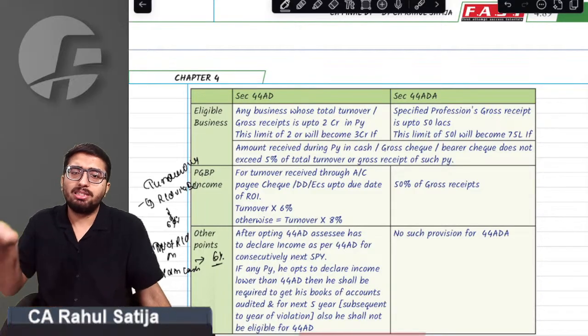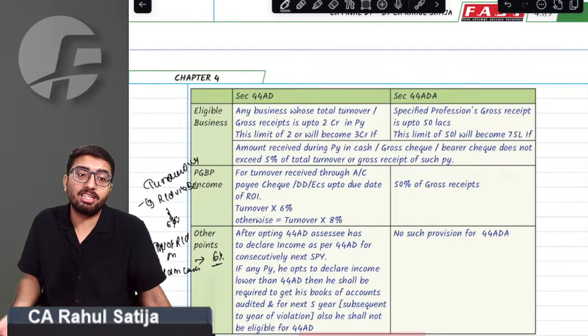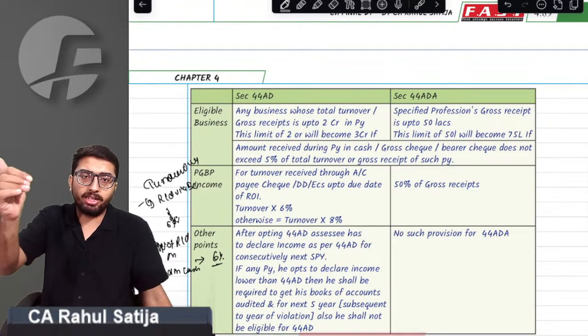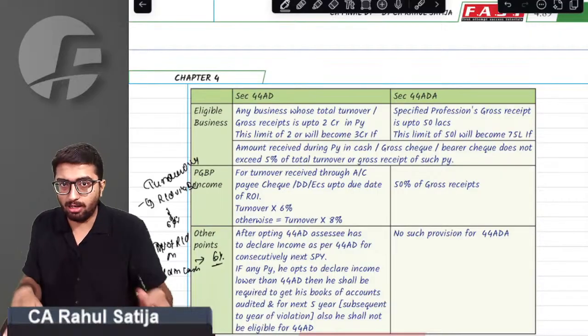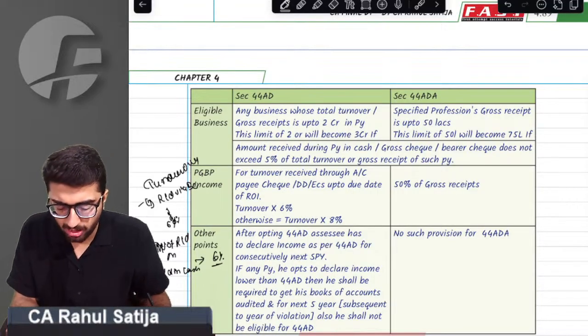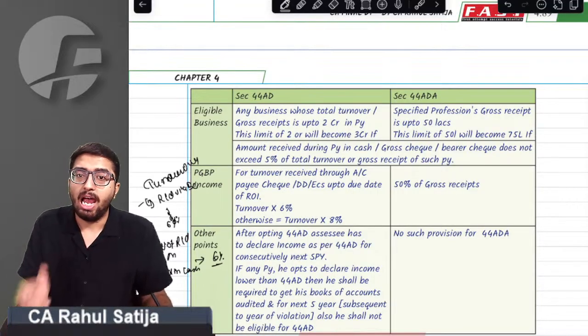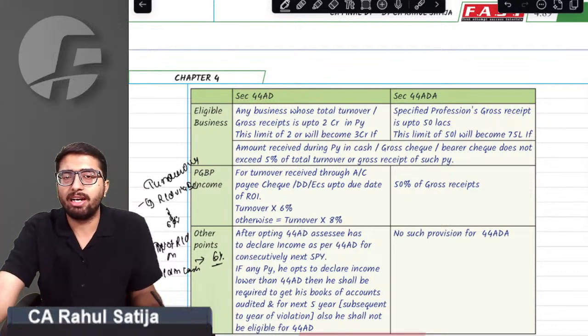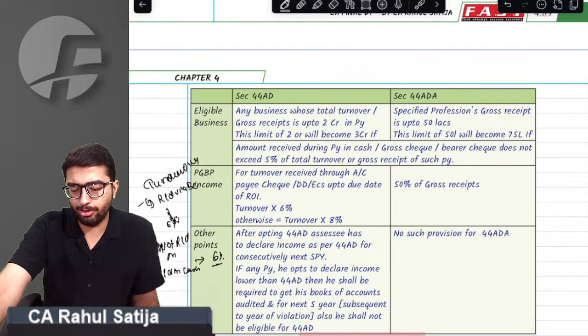Whatever your turnover is, just offer 6% of the turnover of the component which has been received up to the due date of filing the return of income, whatever money of the turnover has been received via account payee cheque, account payee demand draft, or electronic clearing system. And whatever money is either not received or received in cash shall be offered to income at the rate of 8%. Sir, we got this point.